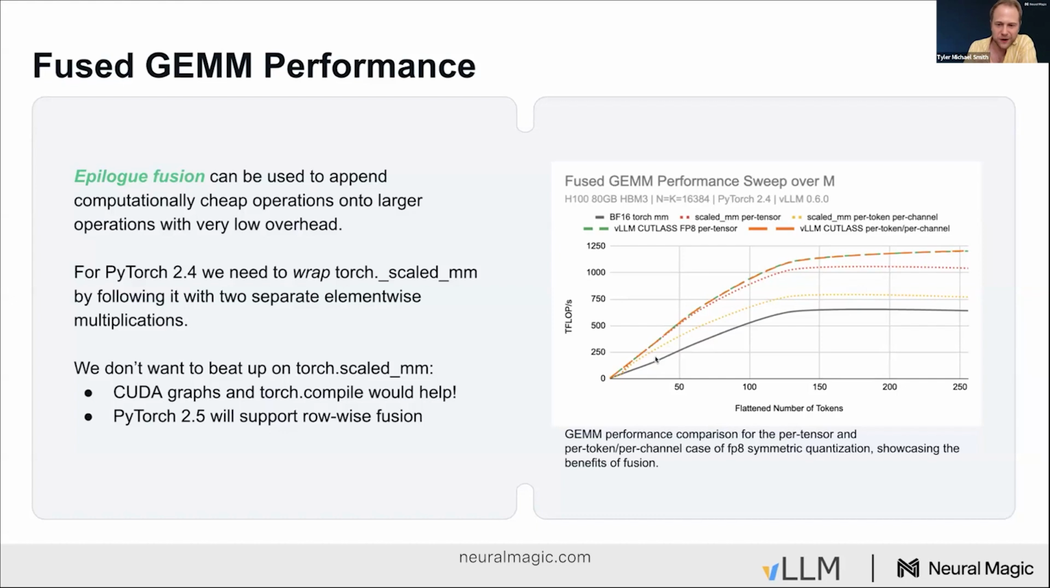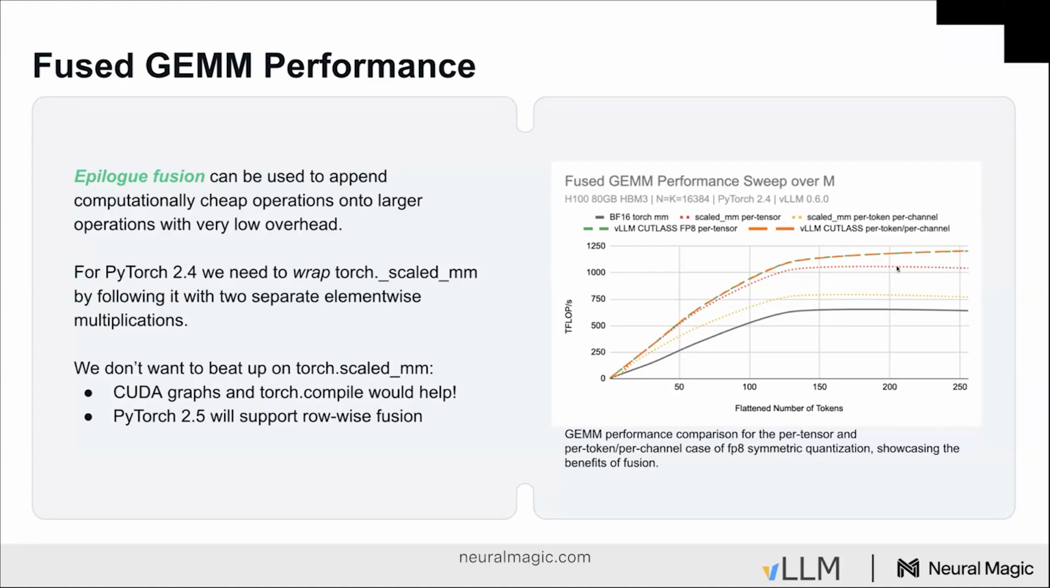The thing that I want to show off here is less the comparison to torch.scaled.mm and really the comparison of our per tensor Cutlass gems versus the per token per channel gems, where they basically lose no performance by going to per channel or per token per channel.